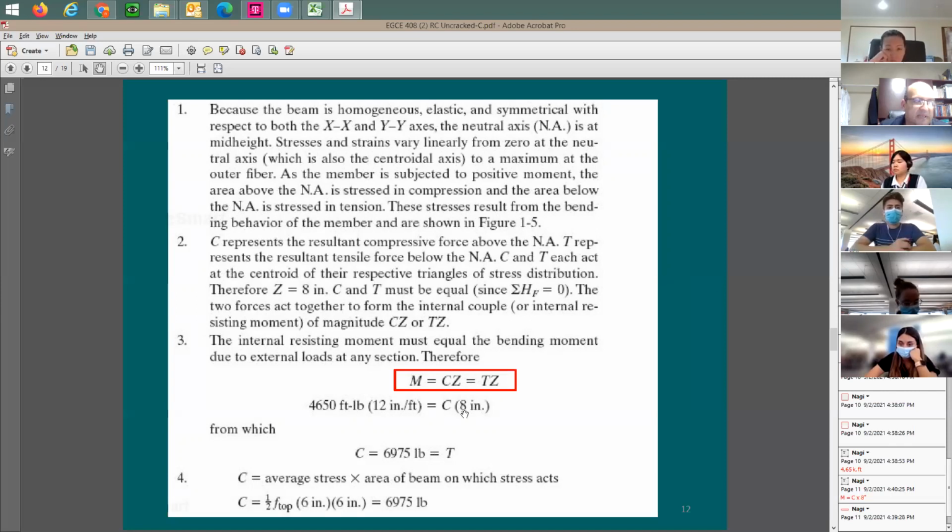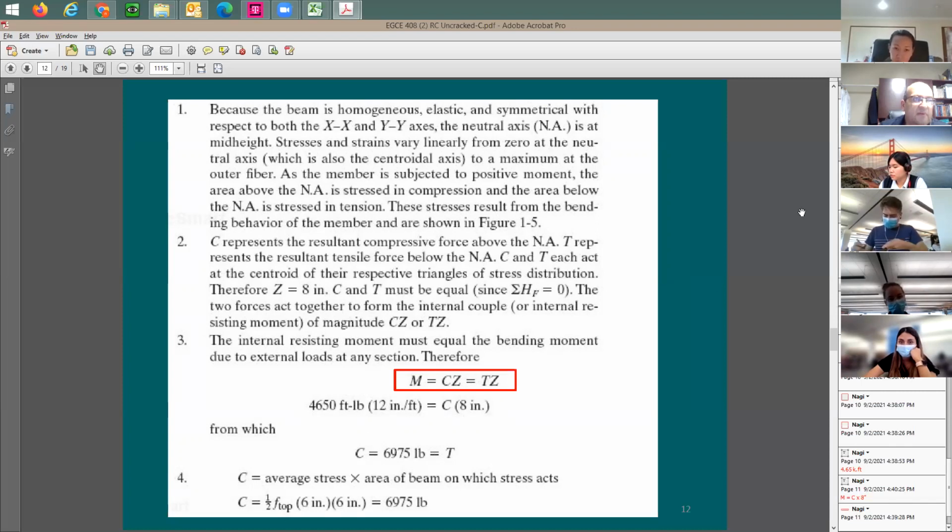But be careful, because this 8, which is Z, is given in inches. So maybe you'd like to multiply it just for units, right? You have to be consistent with units. So based on this, you say C is going to be equal to the moment divided by Z.